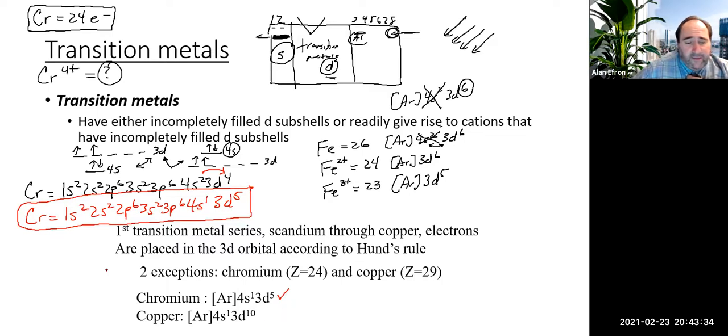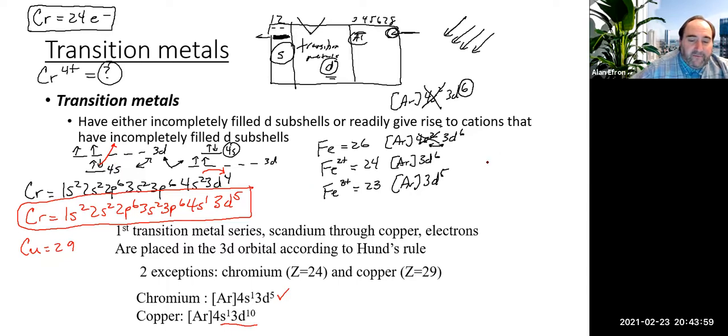Copper, which is number 29, is the exact same exception. Again, it has one more electron in the d orbital than it does in the s orbital. And because they're so close to each other, it doesn't take a lot for one of those electrons to find its way up into the d orbitals. What does that actually do?